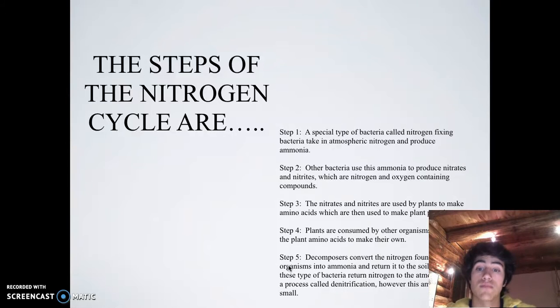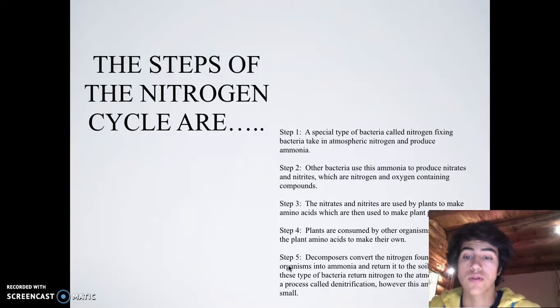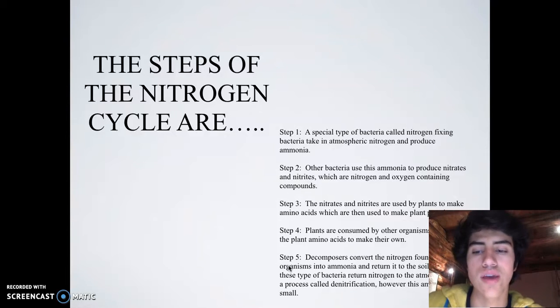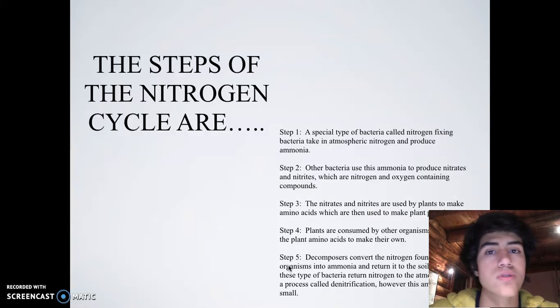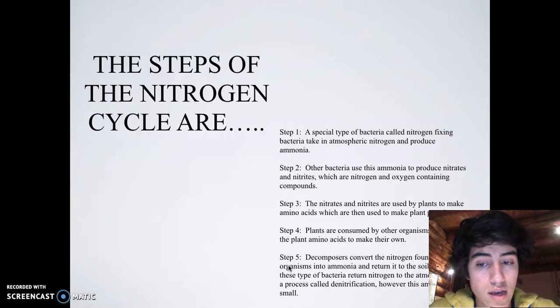Step 5, decomposers convert nitrogen found in other organisms into ammonia and then return it to the soil. A few of these types of bacteria return nitrogen to the atmosphere by a process called denitrification. However, this is a very small amount.